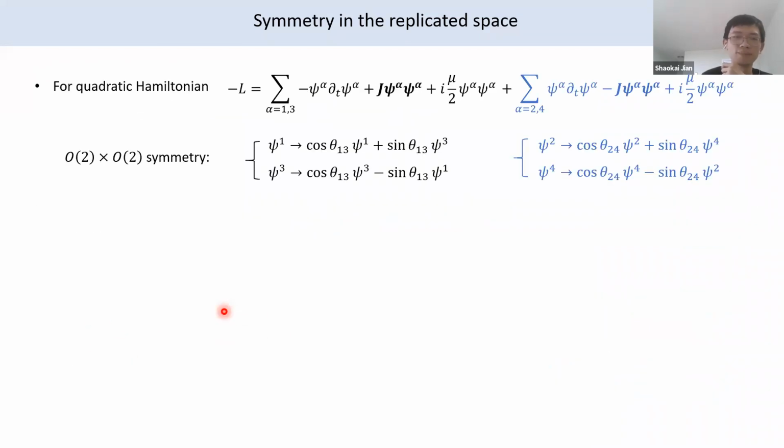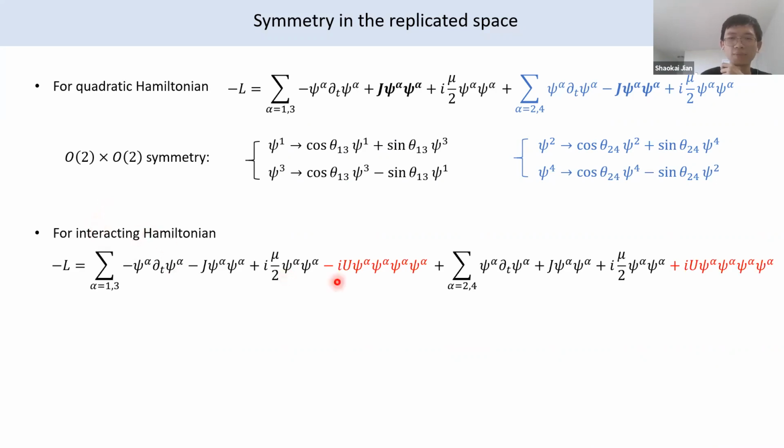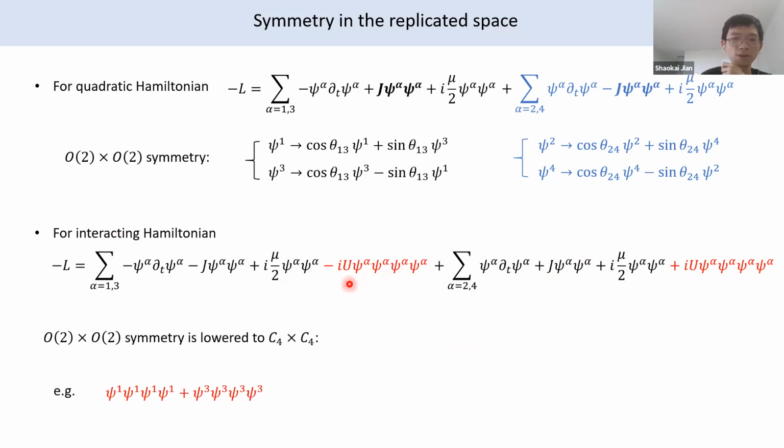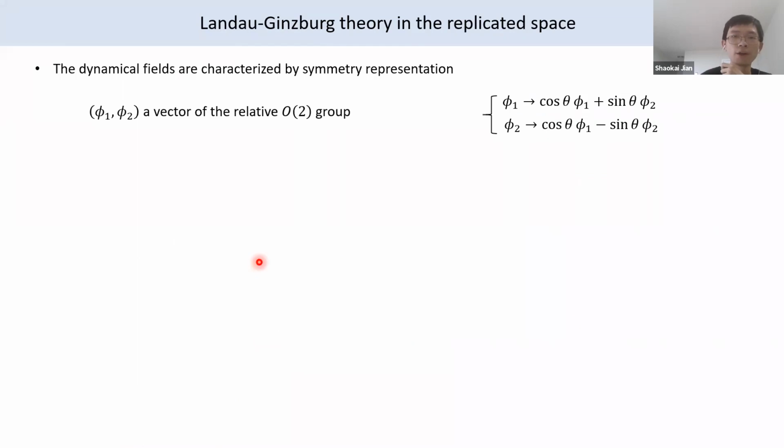If we add a finite interaction back to the Lagrangian, we will have the 4 fermion coupling in the 4 contours, of course. And this 4 fermion coupling will lower the symmetry down to C4. For example, in the 1 and 3 contour, we have such a term, and this term is not invariant under arbitrary rotation between 1 and 3. It is only invariant under pi/2 rotation. So interaction explicitly lowers the symmetry from O2 to C4. Having this symmetry, we can write down the Landau-Ginzburg.